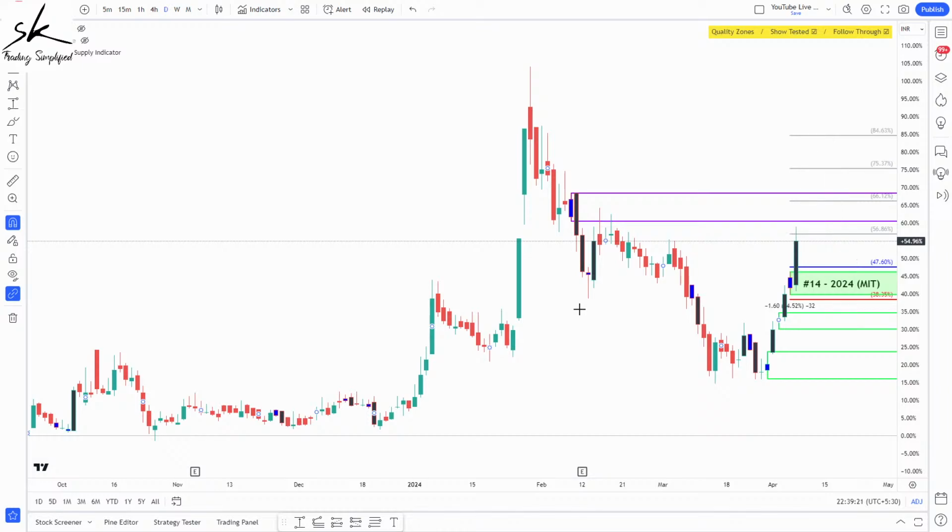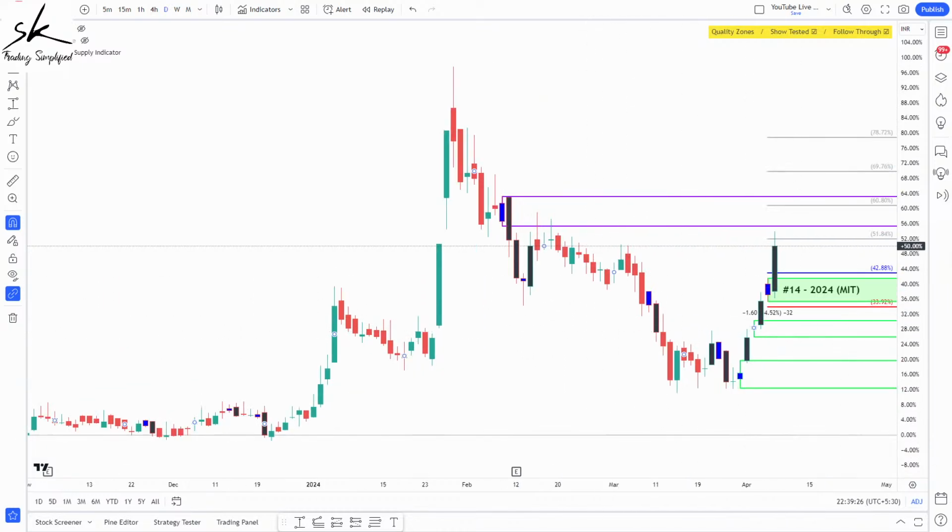So yes, after applying the boosters, we got to know that if we want to trade this, it has to be done as a type 2, type 3 trade. Let's move ahead.